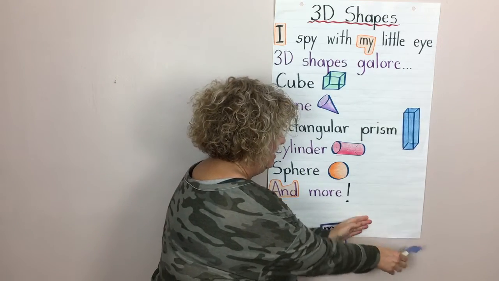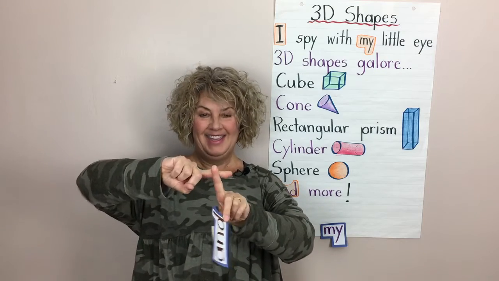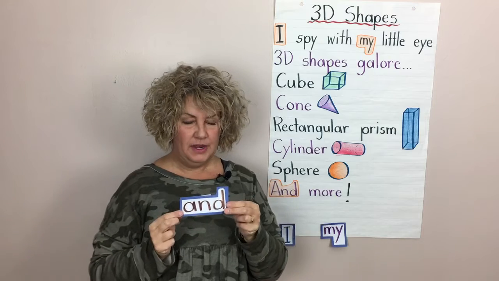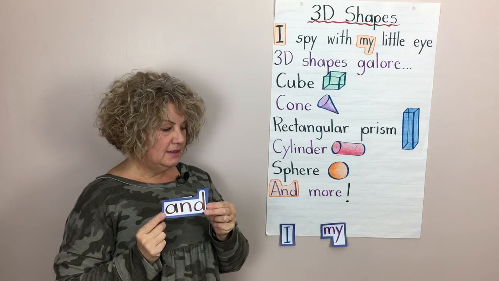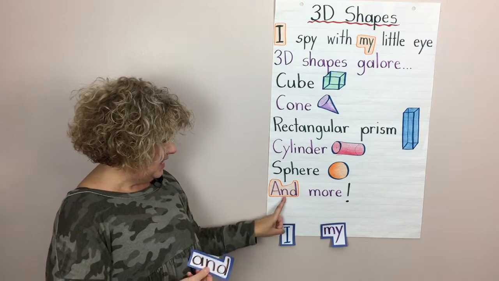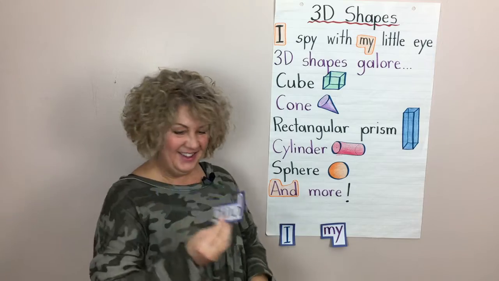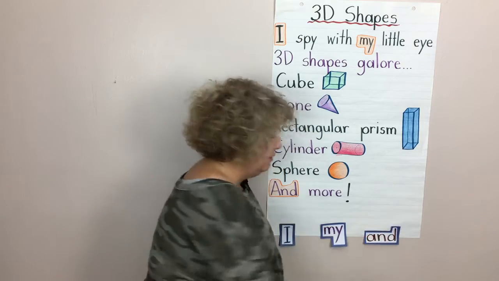And another sight word is this one. A-N-D. That's the word and. A-N-D. And. Can you find this word in the poem? I'll give you a hint. It's down near the end. Down, down, down. Do you see it here? A-N-D, and.